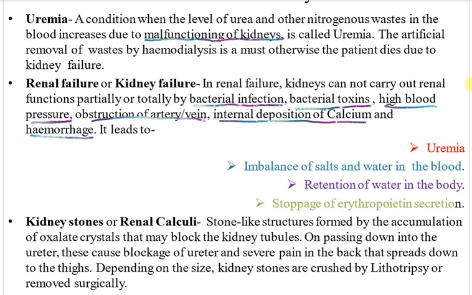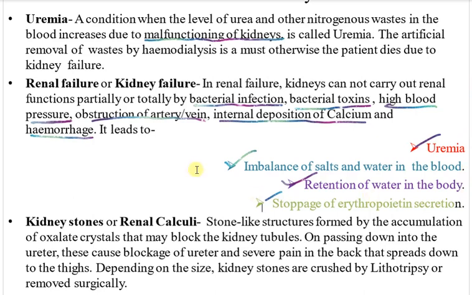What are the results? Uremia, meaning the nitrogenous waste cannot be removed from the body automatically. Imbalances of salt and water in the body. Retention of water in the body because the kidney is not doing its work. So the water that you are taking is not going out of the body, it remains inside the body. And stoppage of erythropoietin secretion. So these are the results of renal failure.